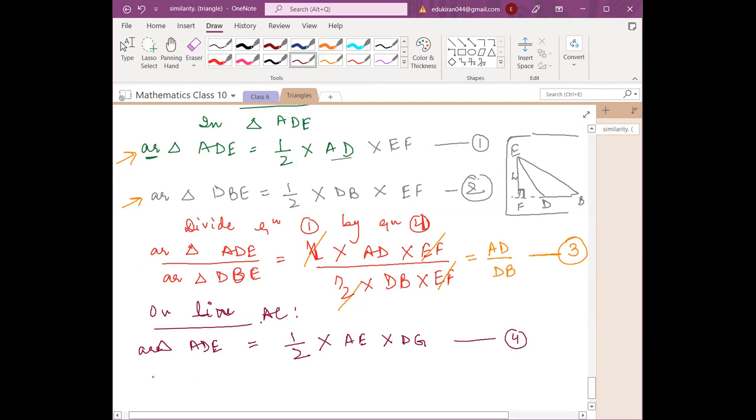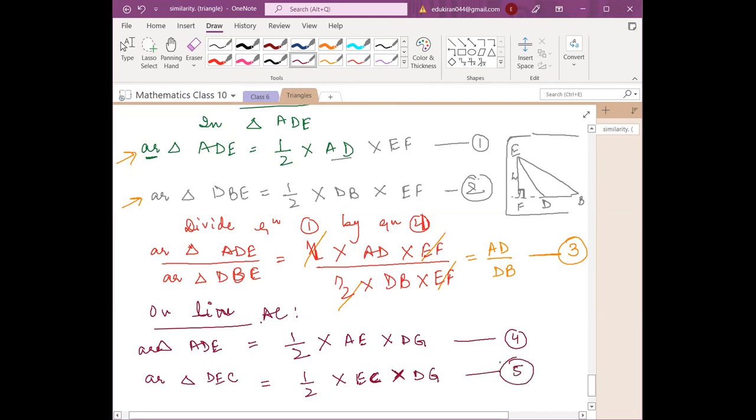And then again, the lower triangle. What was the name of the triangle? DEC. Again, half base into height. What is the base? EC. Good. What is the height? GD. DG or GD, same thing. Fine. So let me call it 5.